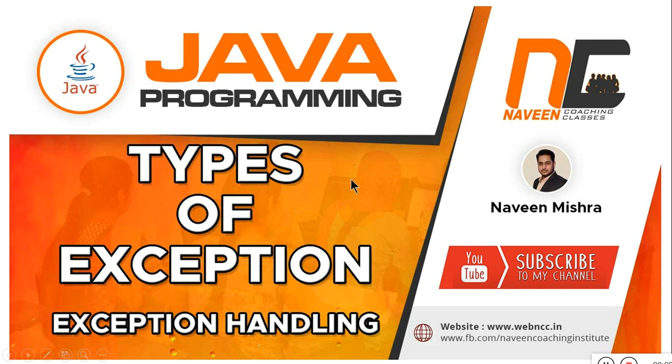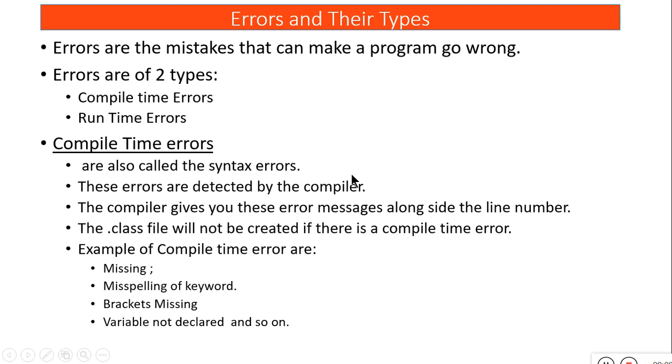Okay, so let's have a quick review of what errors and exceptions are. Generally, whenever we write a program, we find errors. These errors are mistakes in a program that make your program go wrong, that is, produce wrong output. The errors can be categorized into two types, compile time and runtime. Compile time errors are syntax errors that will be caught by the compiler, and an appropriate error message will be shown to you. You can study the error message and correct your program according to that.